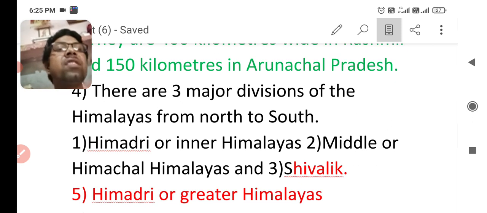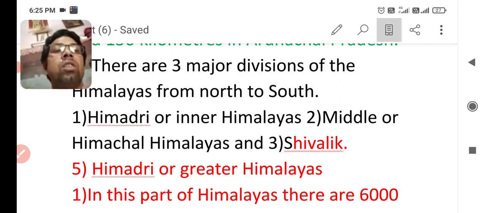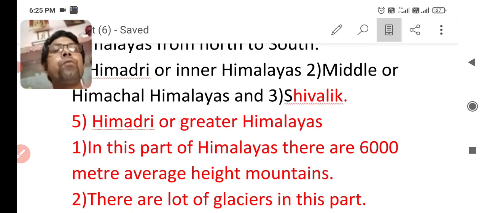There are three major divisions of Himalayas from north to south. The first major division of Himalayas is Himadri or inner Himalayas. Second is middle or Himachal Himalayas. And the third major division is Shivalik. So you know that there are three major divisions and you can answer right now. The next major point, we are going to read them now separately.